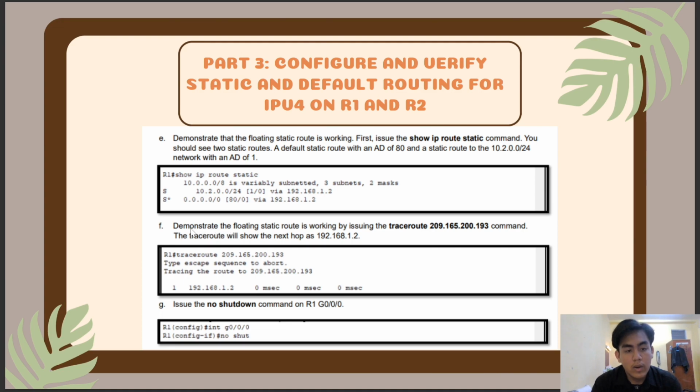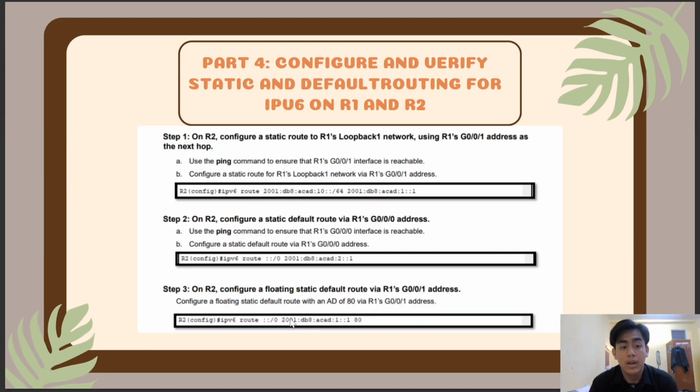Lepas tu dekat R1, verify floating static route is working by issuing traceroute 209.165.200. The traceroute will show the next hop as 192.168.12. Betul. Yang ni kita masukkan dia punya ni, dan dia akan tunjuk kat sini 192.168.12. Macam ni. So lepas tu dekat G0/0 kita shutdown. No shutdown pula. Tadi kita shutdown, sekarang kita no shutdown dia pula.